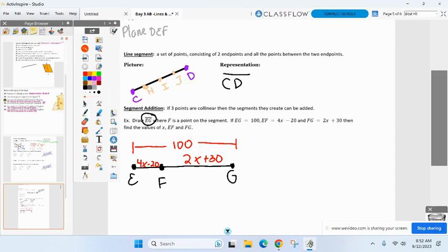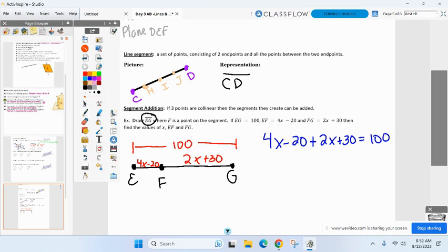Okay. Anybody got something comfortable? Micaiah, what do we got? Okay, stop right there, please. 4x minus 20, which is EF. Add on to that the other part, FG. And what do you know about the whole thing there, Micaiah? Should be equal to 100, which I gave you at the beginning. Does everyone see where that's coming from? I have this piece, EF, add it together with FG, gives you the whole thing, which we know is 100.